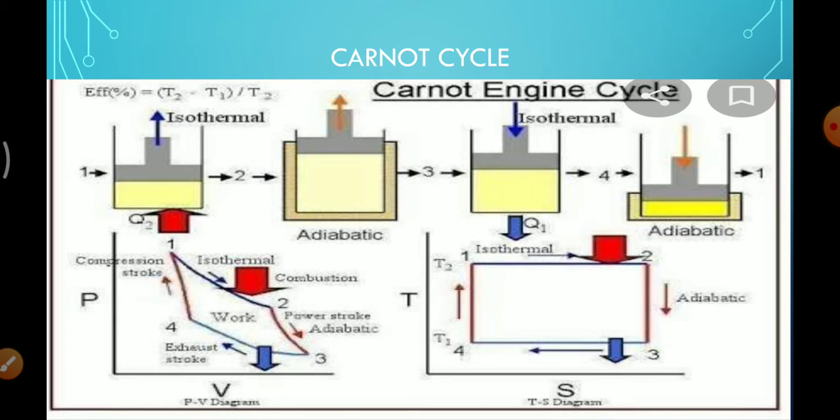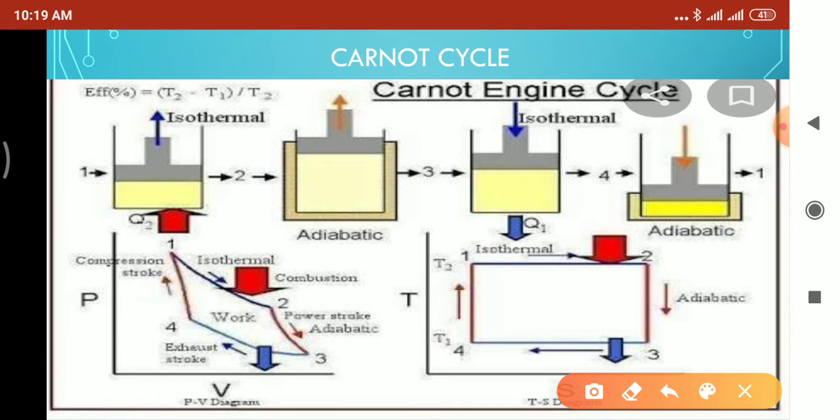This cycle consists of four reversible processes, in that two isothermal and two adiabatic processes. The figure shows the Carnot cycle. So in this cycle, 1 to 2, this is isothermal expansion process, means in this we are going to supply the heat.